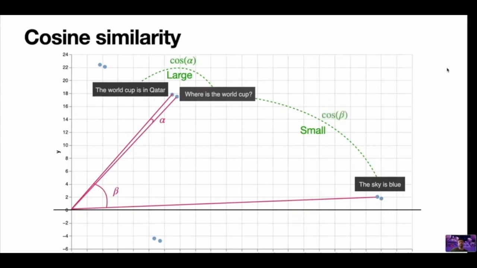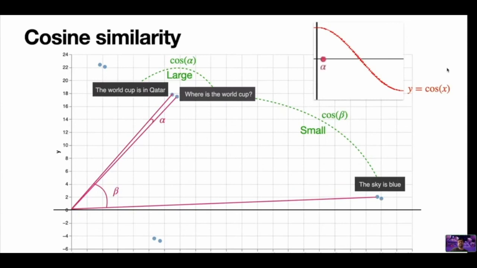We're going to use the cosine. The similarity between "The World Cup is in Qatar" and "Where is the World Cup" is the cosine of the angle, and the similarity between "Where is the World Cup" and "The sky is blue" is the cosine of the other angle. And why? The reason is that cosine is like this: for a very small number, the cosine is a large number, whereas for a larger number, the cosine is pretty small.